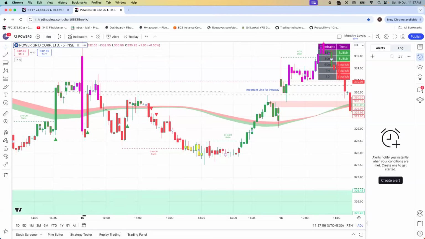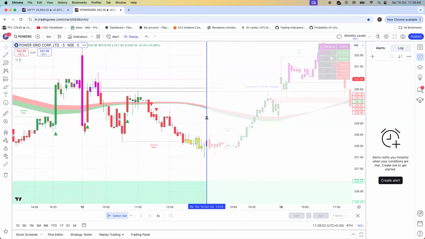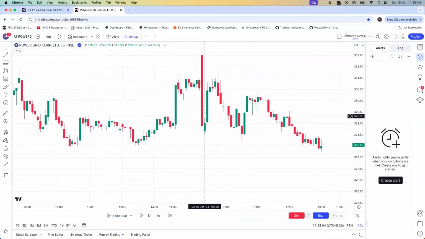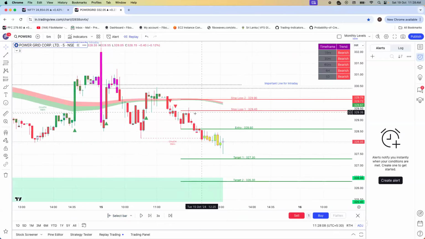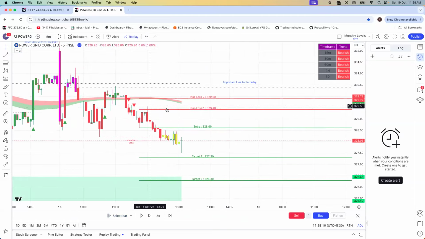It's the 15th. Yellow candles are starting to form. An entry was shown here, sir. Some entry was shown here. Okay, let me see. Yes, you got an entry here, correct? You got an entry here. This particular entry is also there.